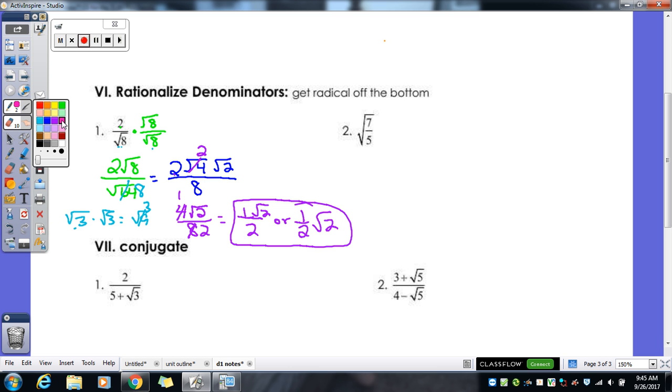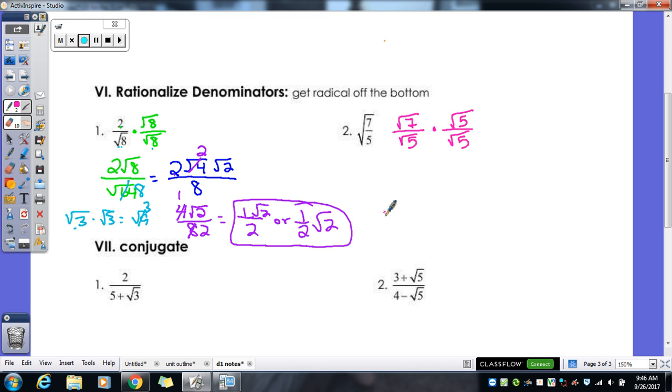So let's take a look at our second one. Let's separate these first. So I have the square root of 7 over the square root of 5. I can't simplify those. There's no perfect squares that go into 7 and 5. I can't divide those two numbers together, so we need to rationalize the denominator.